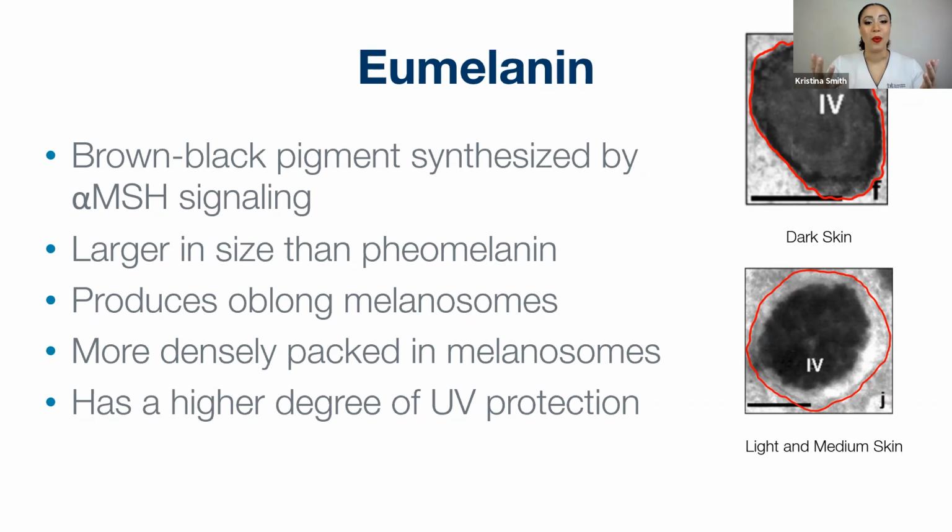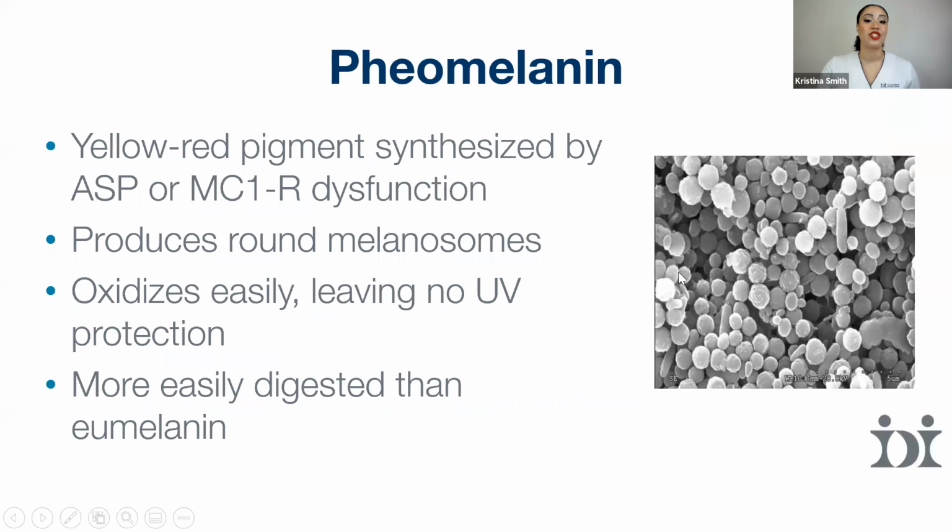Now, obviously, we all need to wear sunscreen, and you want to find one that works well for your skin tone and blends well. You also want to make sure that your clients are wearing sunscreen every day, because the number one trigger of alpha melanocyte stimulating hormone is UV. If we're not wearing sunscreen, we're not going to get results. So eumelanin has that little bit of degree of UV protection where pheomelanin does not.